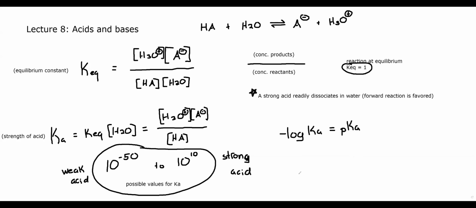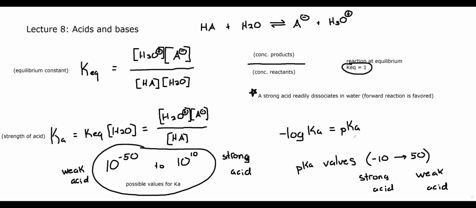So our pKa values will go from about negative 10 all the way through to about 50. And we could go outside this range. This is just what we'll be working with in this class, where negative 10 is a very strong acid and 50 is a very weak acid.